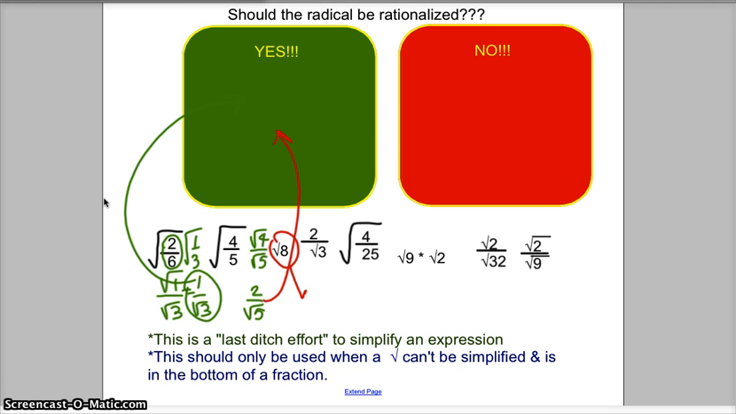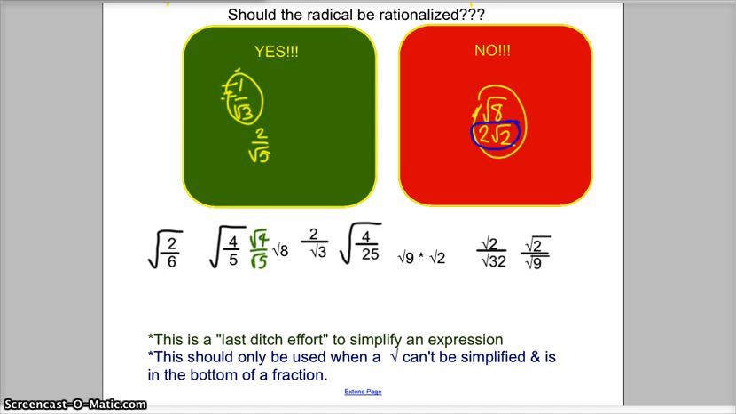Square root of 8. Well, the square root of 8, if I break it down, gives me 2 square root 2. There's no denominator, so no, that one does not need to be rationalized. Looking at the next example, 2 over square root 3. 2 can't be simplified, square root of 3 can't be simplified. So this fraction does need to be rationalized.